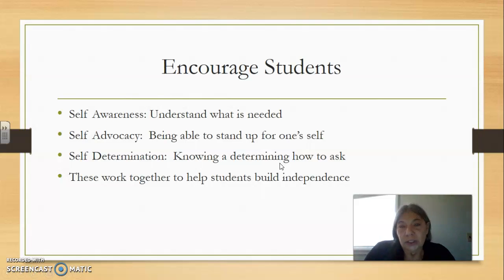So, encourage students' self-awareness, understanding what is needed; self-advocacy, being able to stand up for oneself; and self-determination, determining what they need to ask for. And of course, all of these work together to help students build independence. So students need to learn what is expected of them, and they need to have this in their self-awareness.